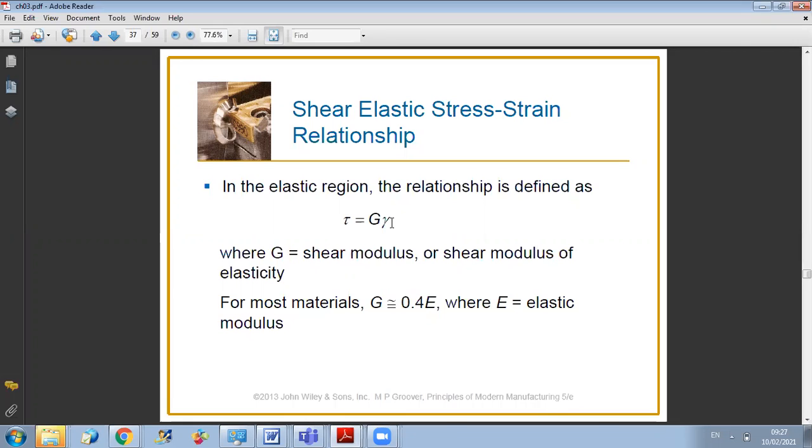Now, doing experimentation, we have been able to set a relation between the shear modulus G and the elastic modulus E. We have observed that for most materials, G is equal to 0.4 times E. So if they gave you one of these two and you want to find the other, it's fine to use this relation, okay?